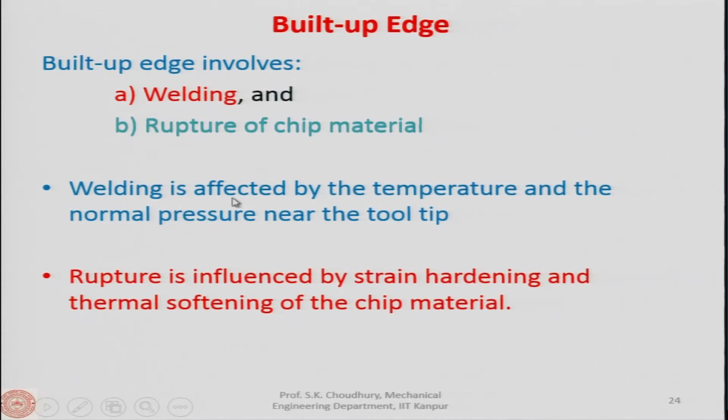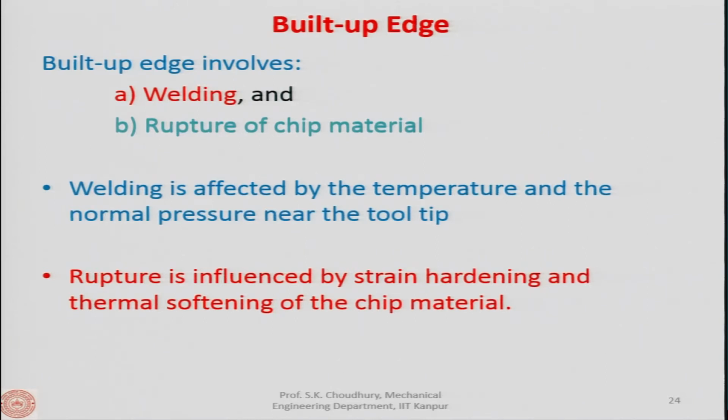So, welding is affected by the temperature and the normal pressure near the tool tip, which becomes very high, and the rupture is influenced by the strain hardening process, as I said, and the thermal softening of the chip material, because at a high temperature it is thermally softened, all right.